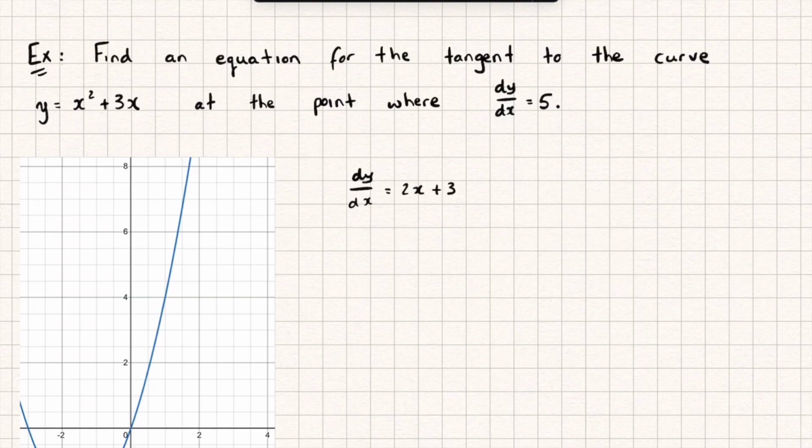And we want to see, well, where does the derivative equal 5? So we're going to set our derivative equal to 5. And this has given us an equation to solve. So let's now solve this. Let's subtract 3 from both sides. So we get 2x is 2. Divide both sides by 2, x equals 1.